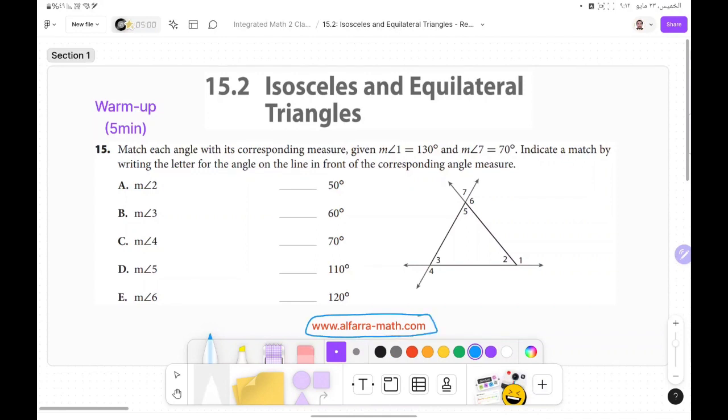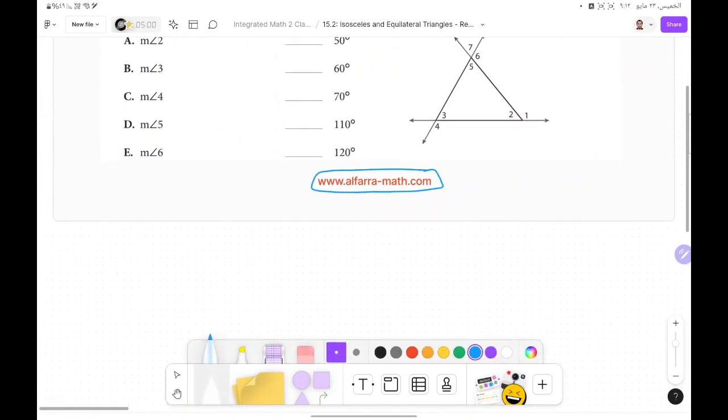Here you have a warm-up question. You try to solve this one, but if you need help, let me explain what we learned in 15.1 about the remote interior angle. If you remember from 15.1, we have something we call remote interior angle. From its name, remote interior angle means we're talking about the remote one.